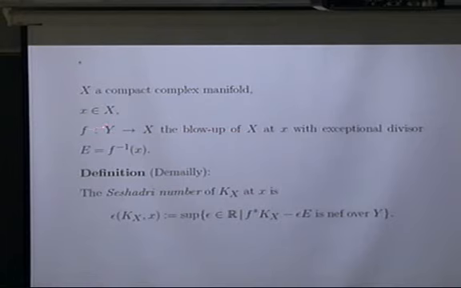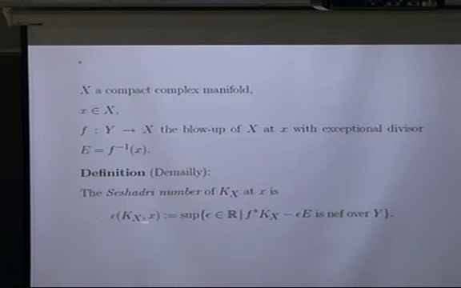You call it f. Okay, so f from Y to X is the blow up, and denote the exceptional divisor by E. Then some years ago, Demailly defined this Seshadri number, or Seshadri constant, of a line bundle, in this case K_X, at a point x.